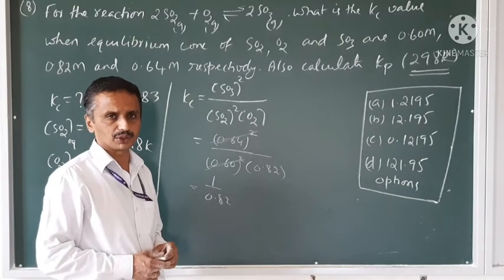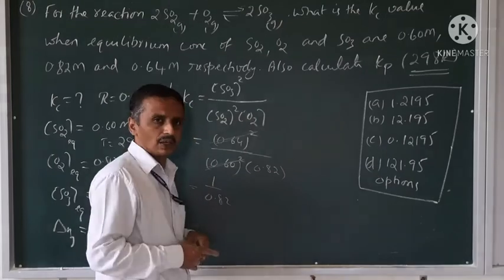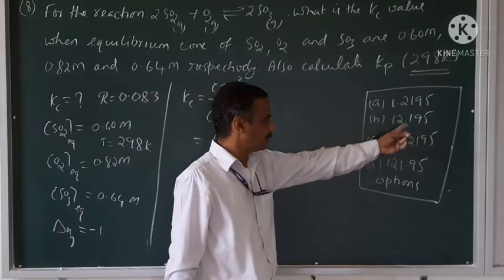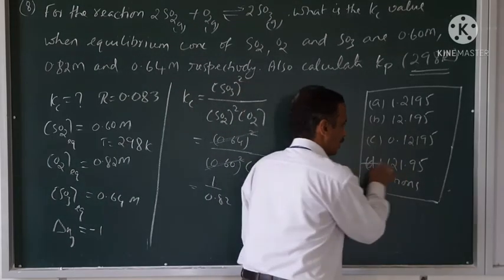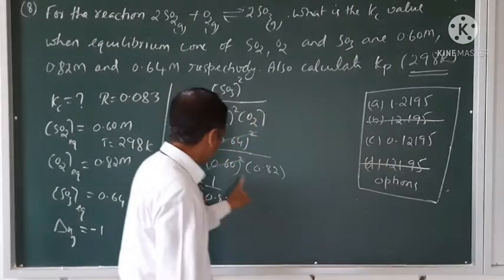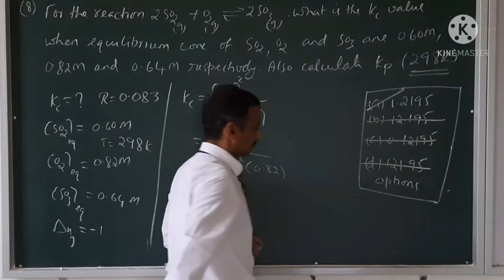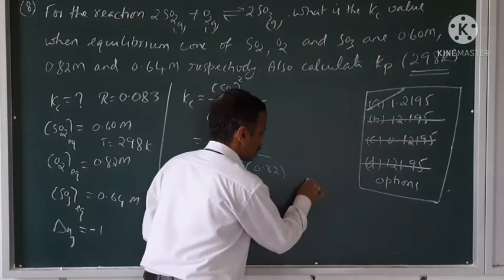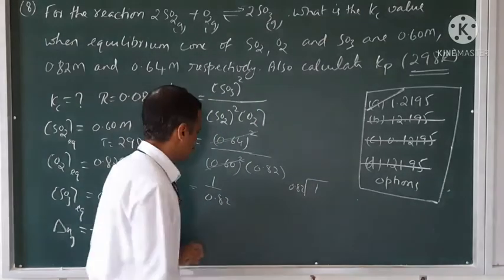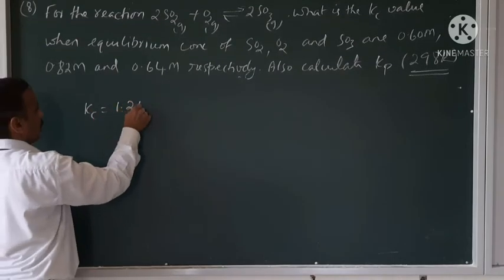With a little approximation, it will be 1 by 0.82. Means my answer should be near 1 point something only. It cannot be 12 point, it cannot be 121, I can directly neglect those. It also cannot be less than 1, because the numerator is greater than the denominator. So ignore this also, only this answer. No need to calculate 1 by 0.82 again. Directly consider A as the option. We got the value of Kc as 1.219.